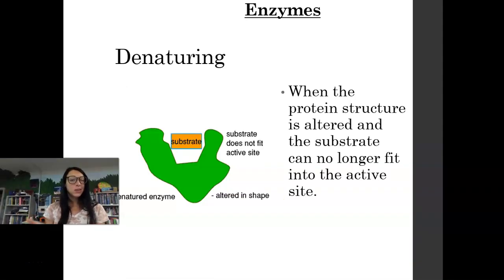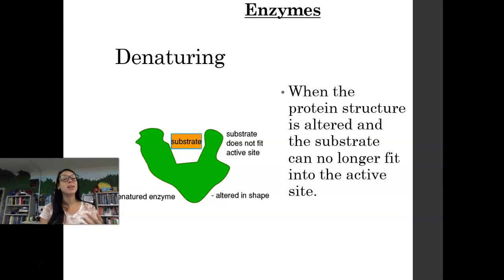Now, while enzymes get used over and over again for chemical reactions, there are a few things that can ruin enzymes. And when an enzyme gets ruined, we call this denaturing. When the protein structure is altered and the substrate can no longer fit into the active site, it's denatured. Remember, back in our last review video, we talked about how we can denature proteins by changing things like temperature and pH. Well, that's true for enzymes.